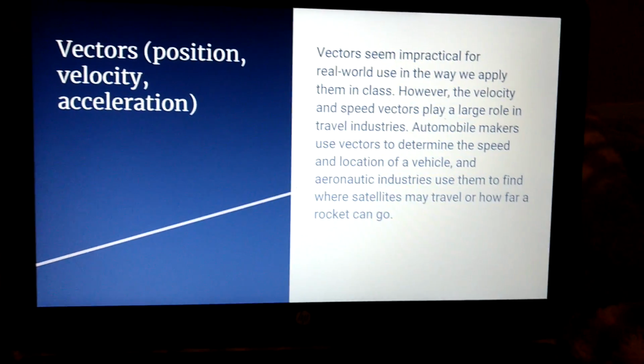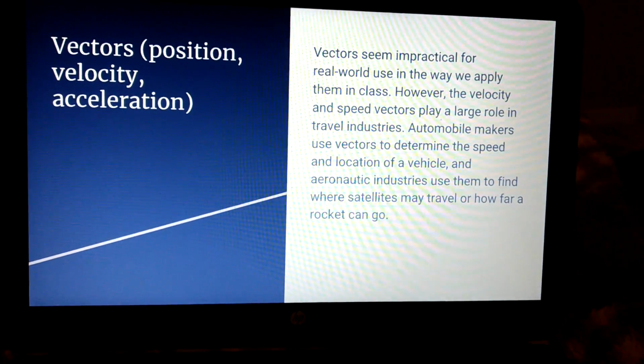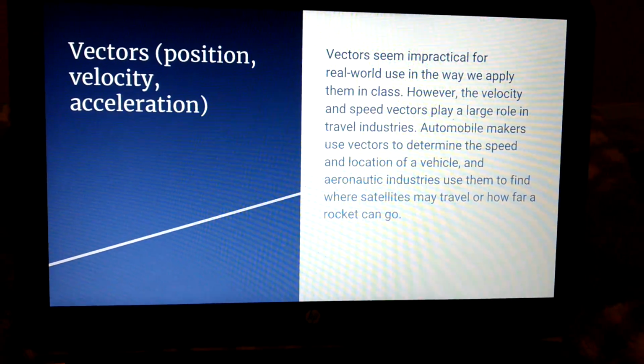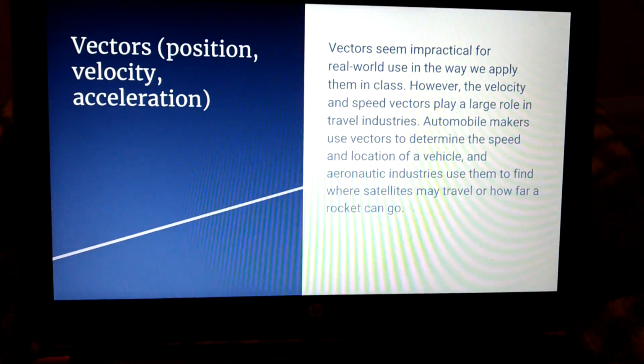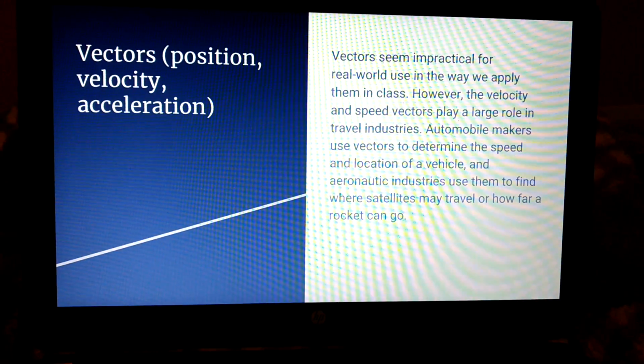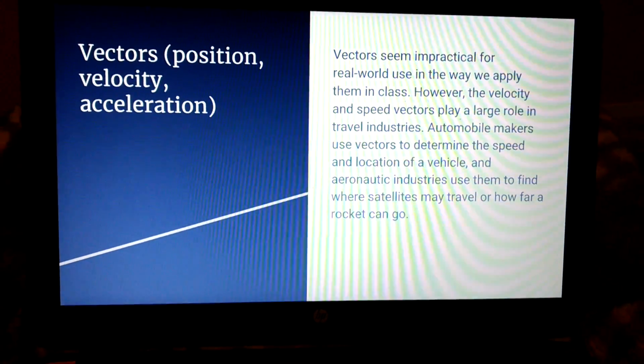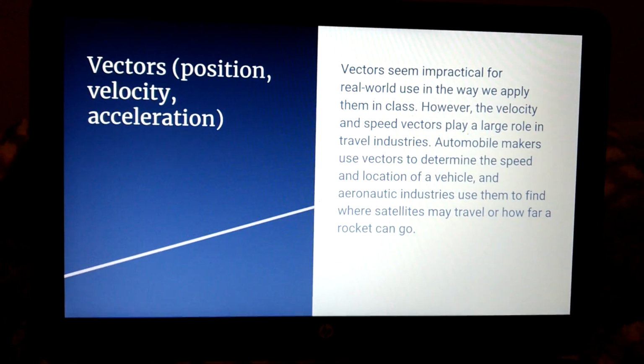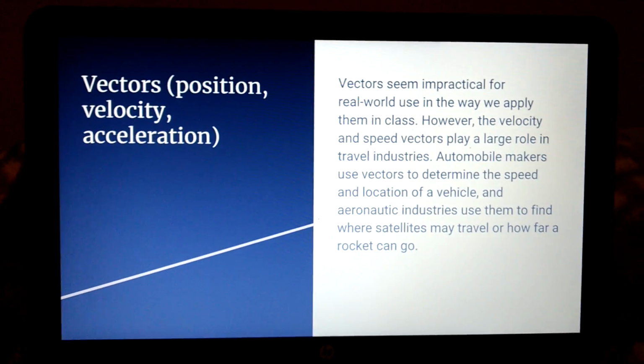Some industries that do use it in a more traditional way would be like automobile makers or aeronautic industries, where they're being used to determine the speed and location of a vehicle, or maybe to find out where a satellite's going to travel or how far a rocket can go out in space.